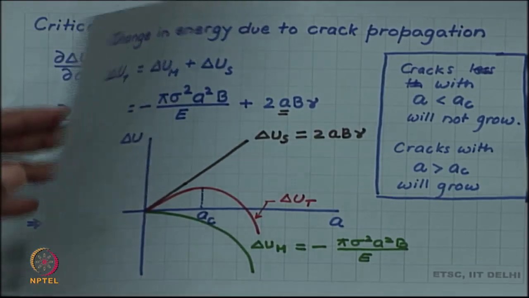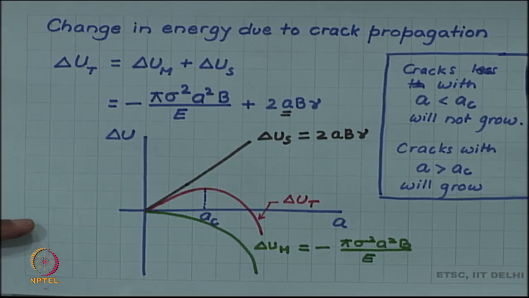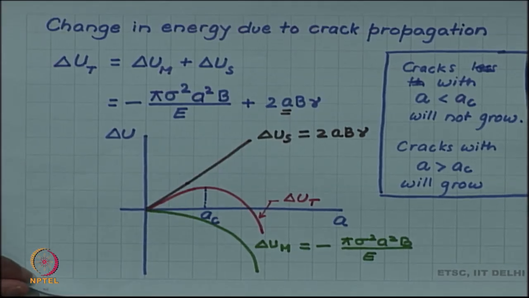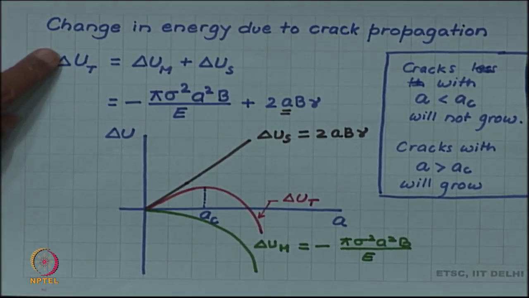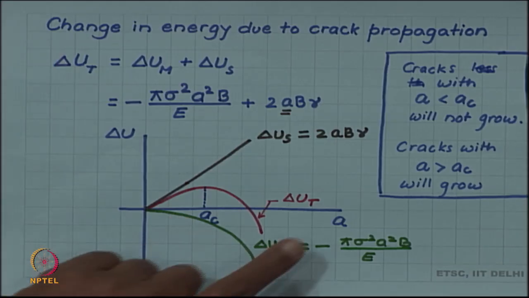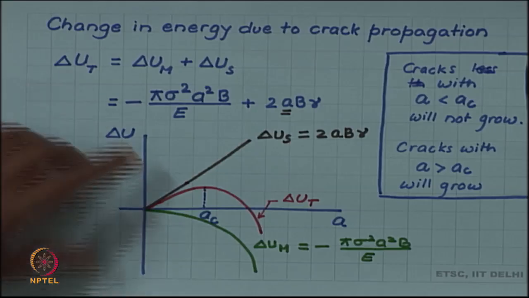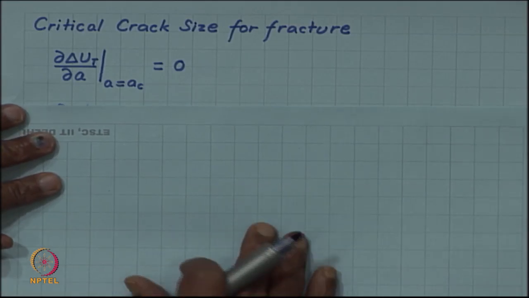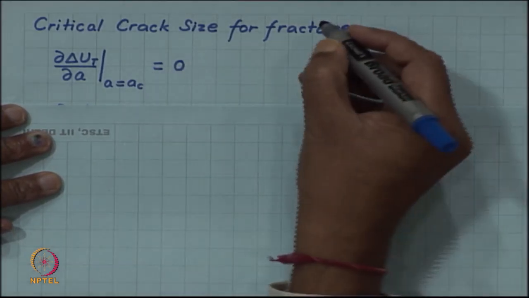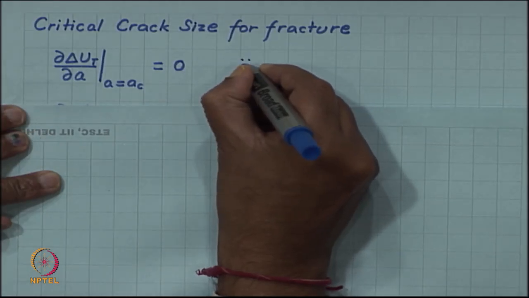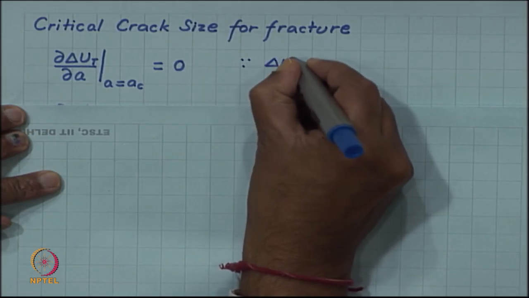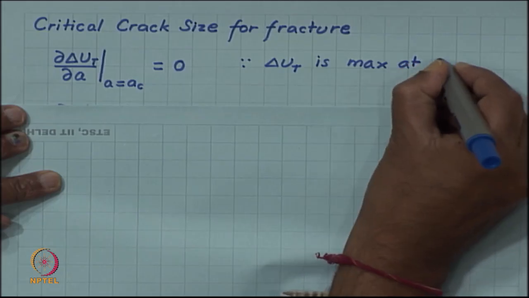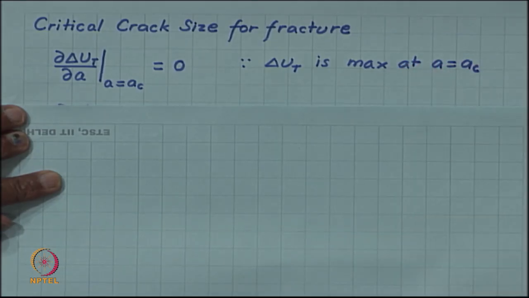Now, let us try to get an expression for A c. This is easy to do because we already have an expression for delta U t, and A c is the value of A at which delta U t is maximum. So, the critical crack size is where delta U t is maximum, at A equal to A c.